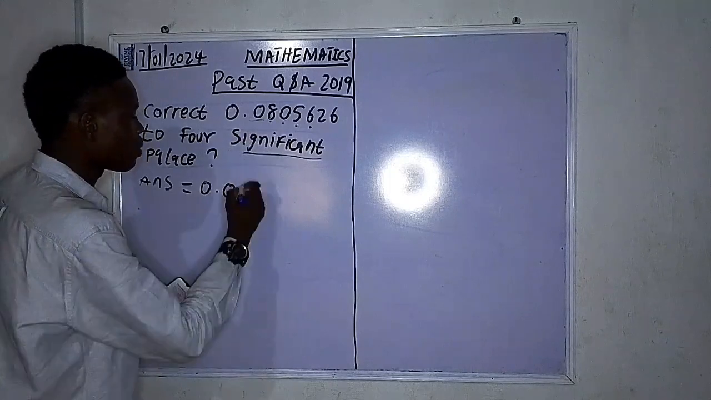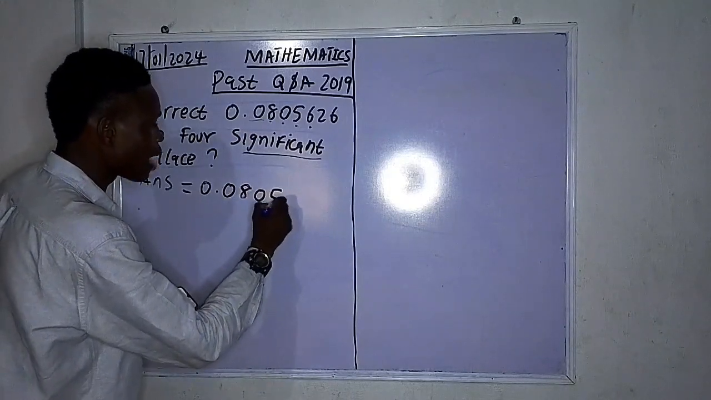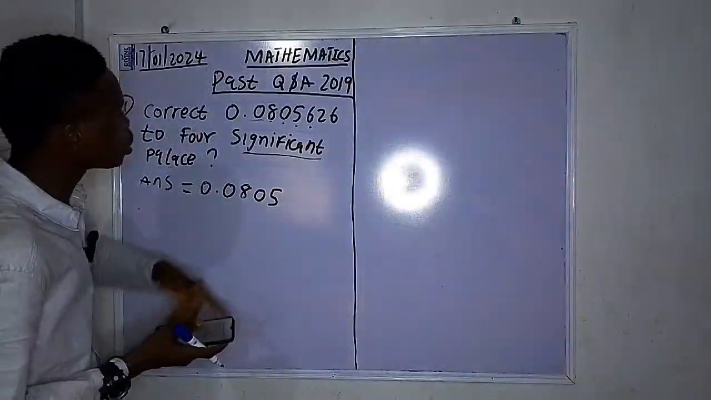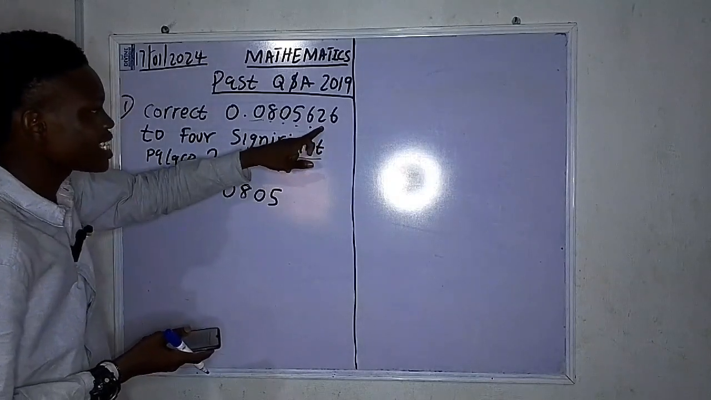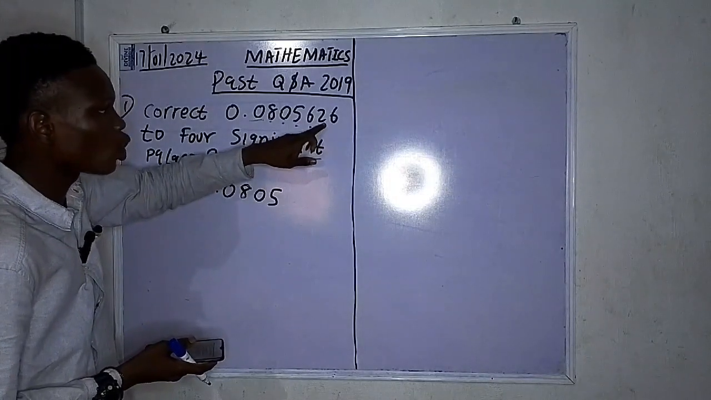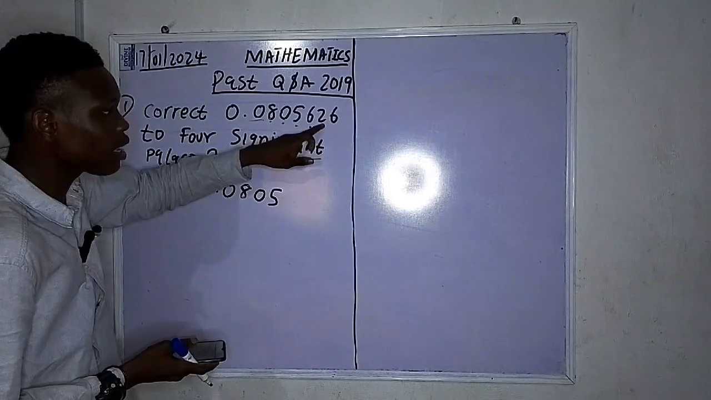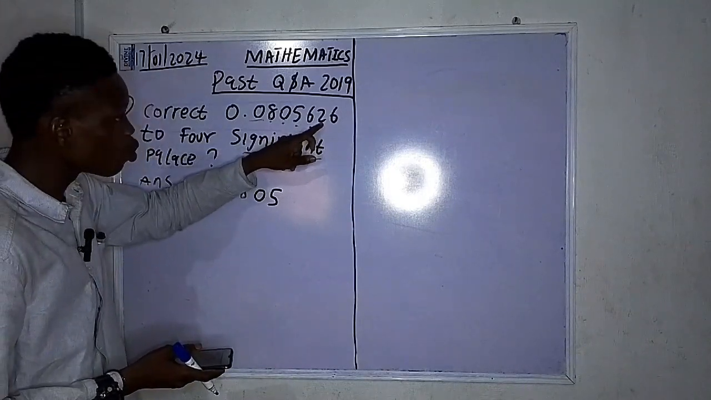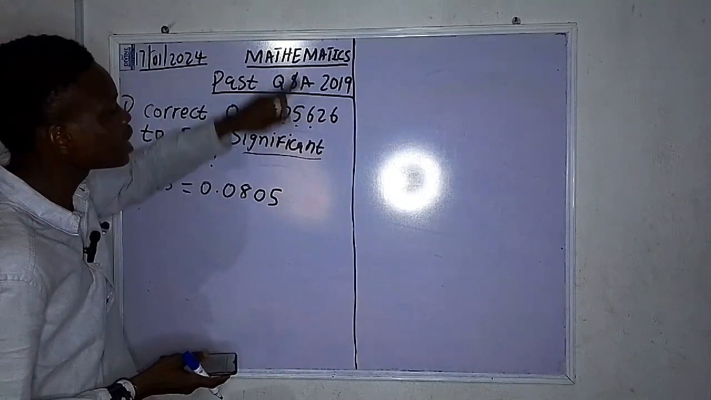This is a real number. Here we have 805. Now, the next thing is to check if the number here is greater than or equal to 5. If it is greater than or equal to 5, what do we do? We call it 1, then we add it to the next number.